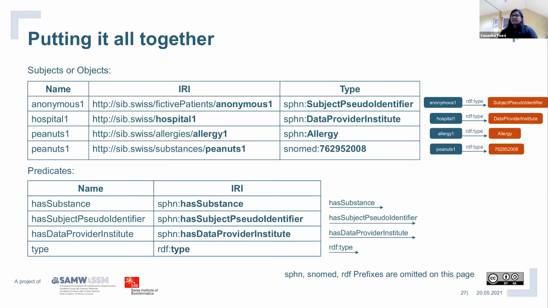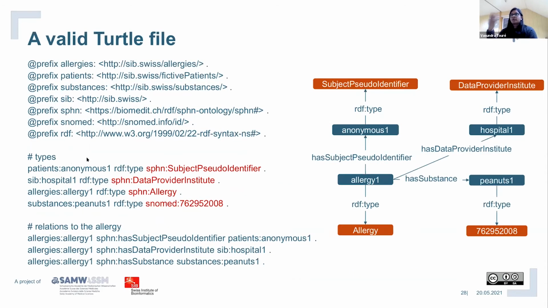So when we put everything together, this is what we obtain as a table and as a semi-graph. We have our data instances for anonymous one, hospital, allergy, peanuts. We know that anonymous one is actually a subject pseudo identifier, so this is described with this relationship. Hospital one is of type data provider institute, and so on. We also have our predicates that will connect our instances together. And then the last step is to put that into a valid RDF format. Turtle is one example that we use, and this is how a turtle file looks.